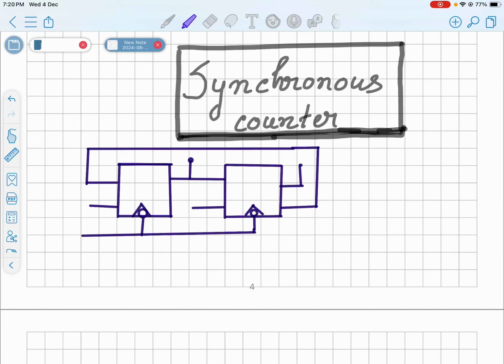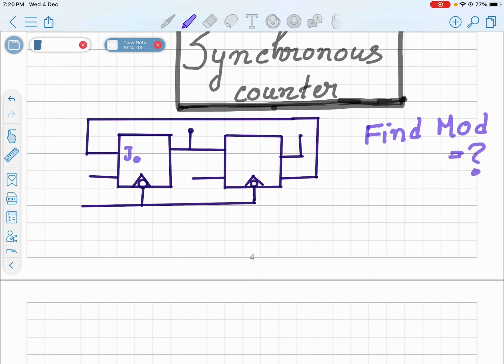This is a synchronous counter, and the question is to find the mod value of this counter. Okay, so let us do this. As it is synchronous, how do you know? We know it by seeing the clock. See, the same clock is connected to the two flip-flops.